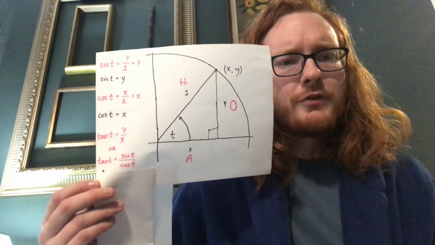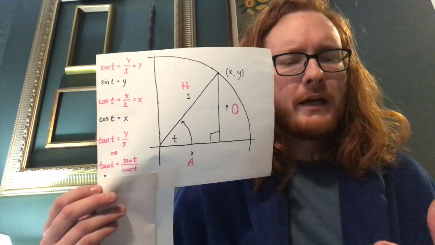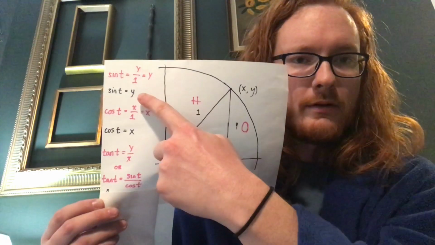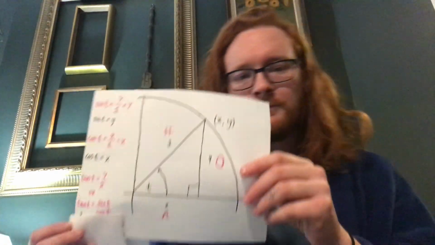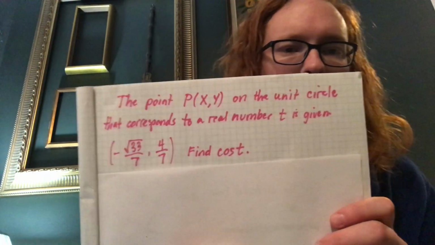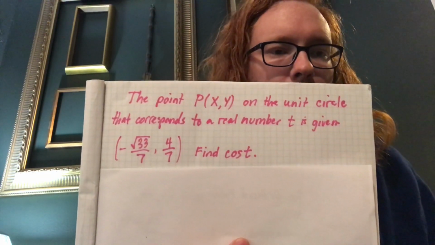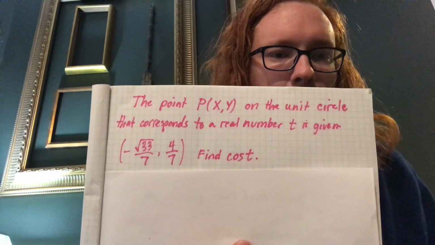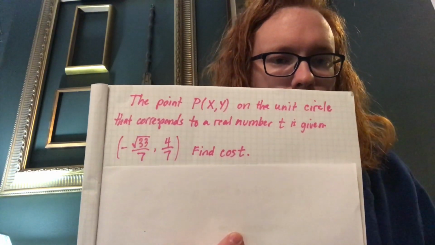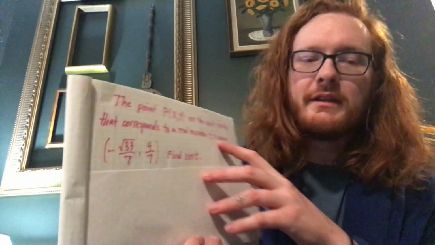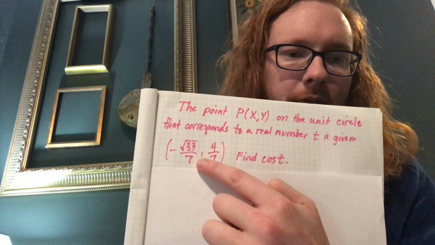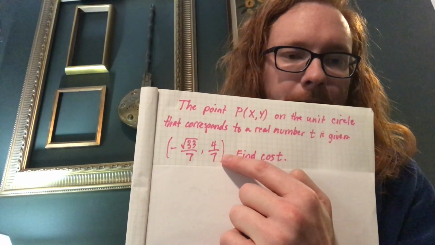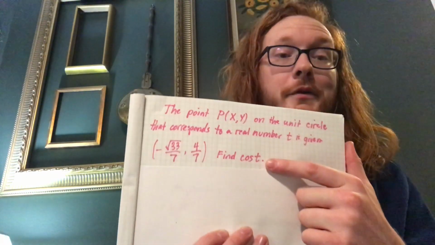Okay, so why do we care? Let's recap real quick before we go back to that question. Remember, sine is y, cosine of t is x. So let's go back to this question now. Remember, this was our question. The point P of x, y, on the unit circle that corresponds to a real number t is given as negative root 33 over 7, comma, 4 over 7. And it's asking us to find cosine t.